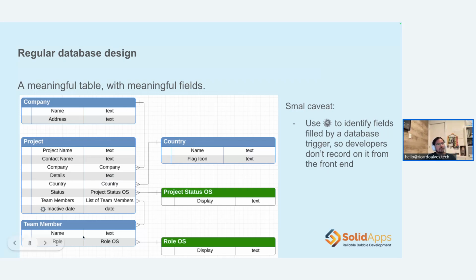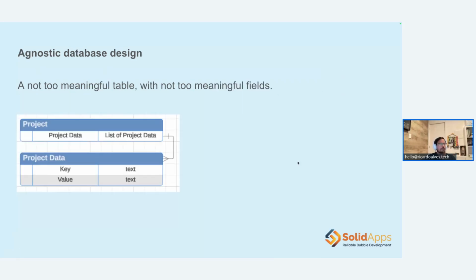So this is the approach they use, all right? Meaningful tables with meaningful fields. Let's take this sample here and see what we can do if we change that approach from the regular database design to an agnostic database design. So let's see what an agnostic database design is. Agnostic database design uses tables that are not meaningful, with fields that are not meaningful.